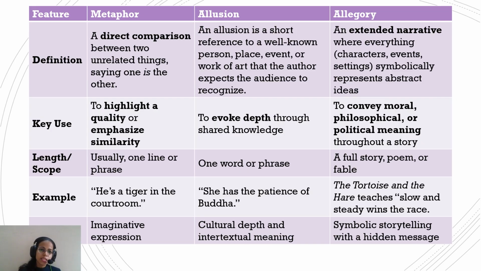What is the effect that is intended by these devices? Metaphor for imaginative expression, allusion for cultural depth and intertextual meaning, allegory for symbolic storytelling. So you see the difference: metaphor is basic, any two things being compared; allusion uses famous things or references; allegory is a long story. Allegory is not that important for your RC purposes, but it's better if you know it, because we never know in what way a question can be framed.